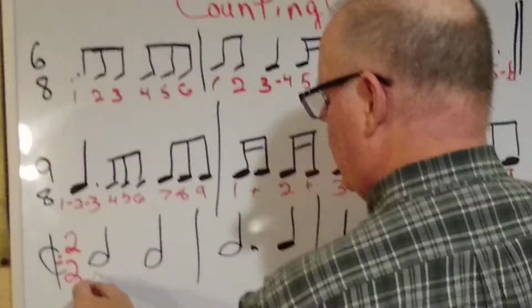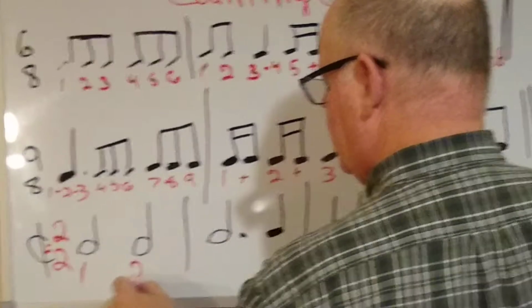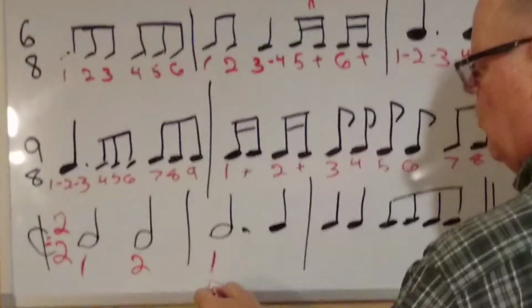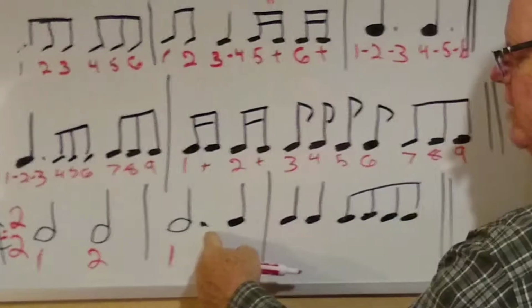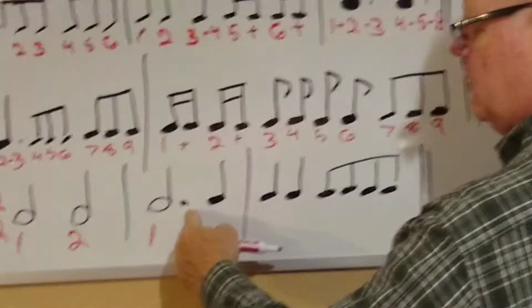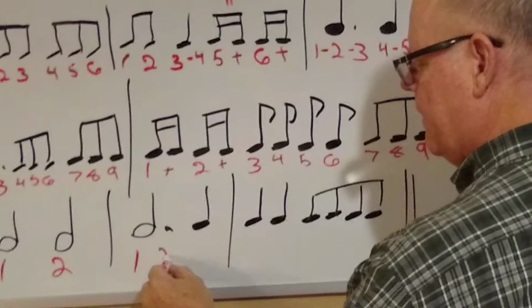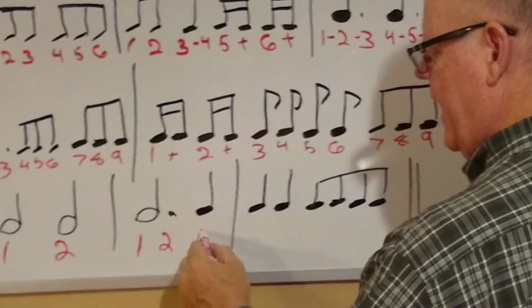This is beat number 1, beat number 2. This is beat number 1, but you have a dot after it. So this is going to take part of beat number 2 away, and it's left with the and.